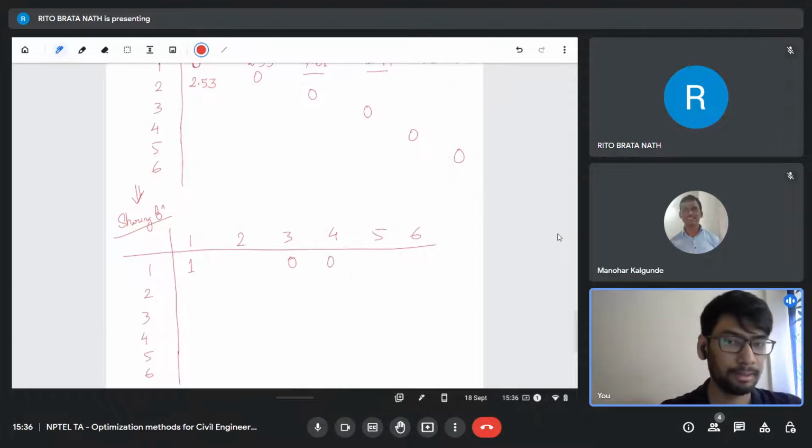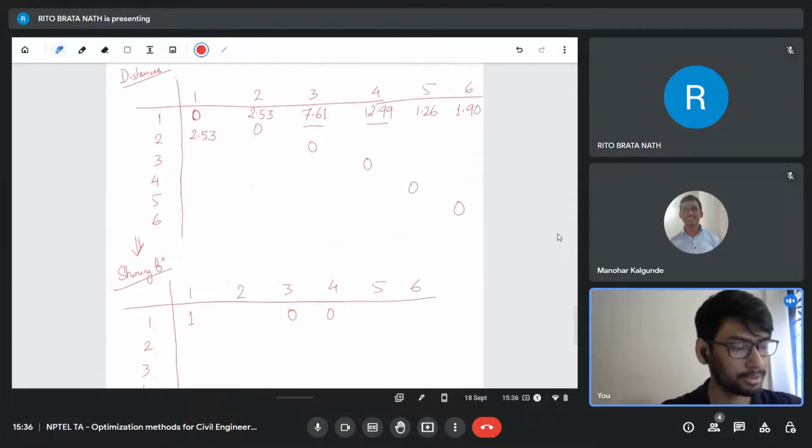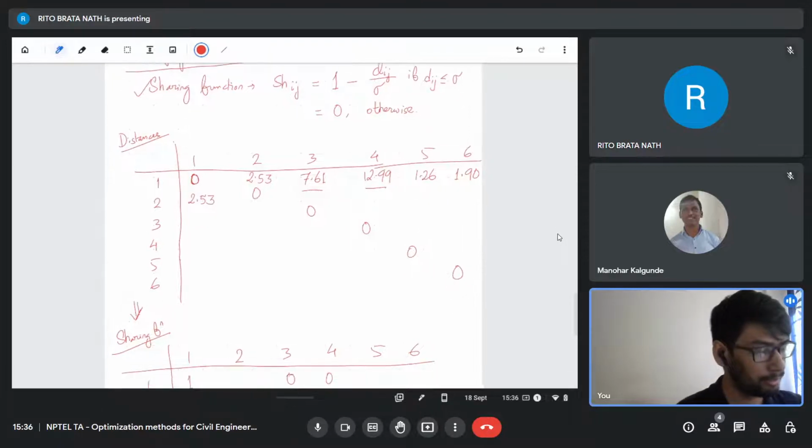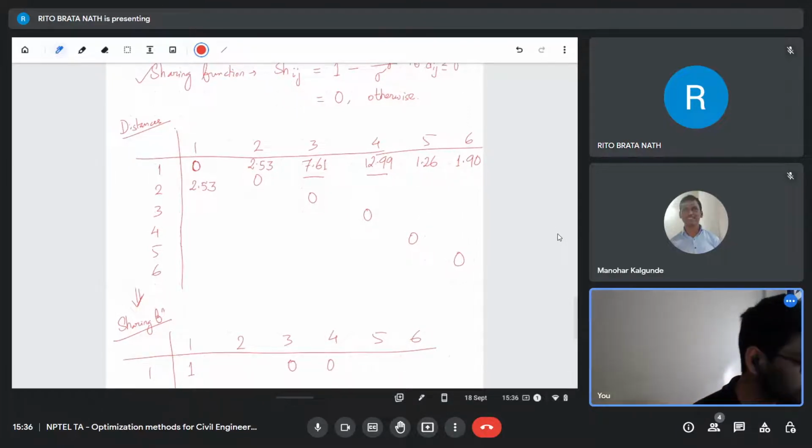So the only thing we need to calculate is the sharing function for the rest of the three. Since those distances are less than 5, it tells you that those solutions are close to 1. And if the distance were very close to 0, those solutions would be bunched up and your sharing function would take a value of 1. Now we have to calculate this. For the first one, it's 1 minus 2.53 divided by 5. So that will give you 0.49.